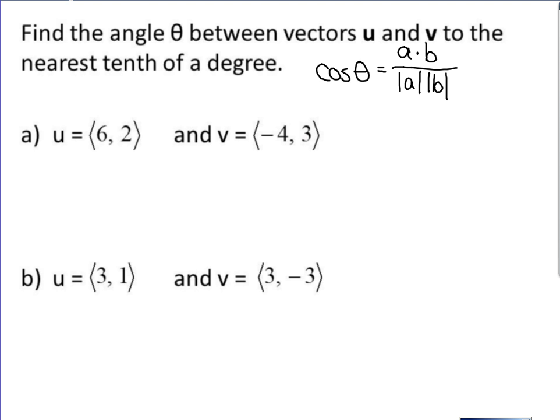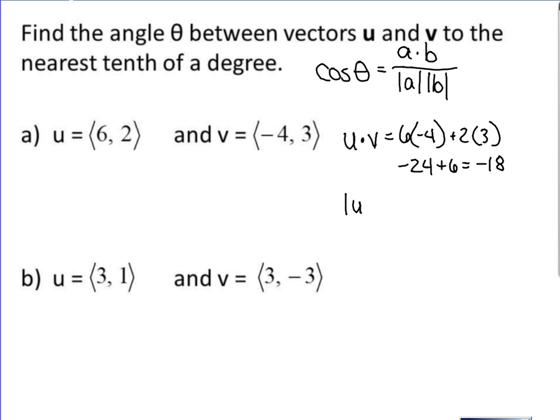So on the first one, let's go ahead and find our u dot v, our magnitude of u, and our magnitude of v before we get started. So our u dot v, we're going to have 6 times negative 4 plus 2 times 3, or negative 24 plus 6, which will give us a negative 18.